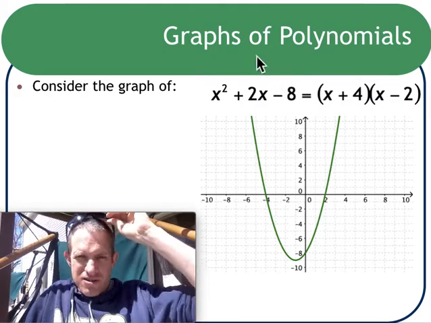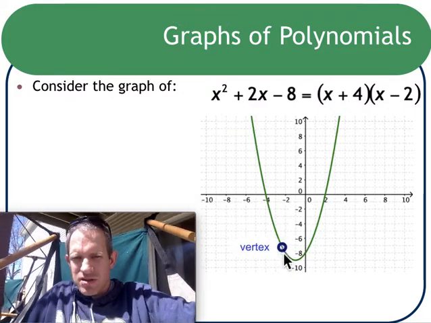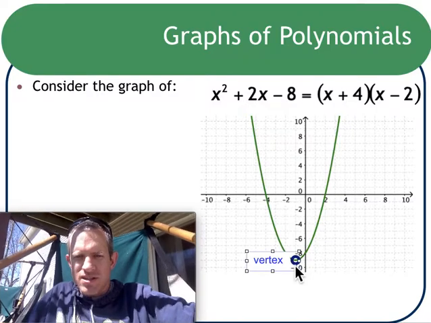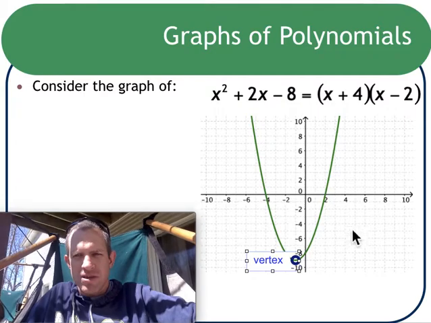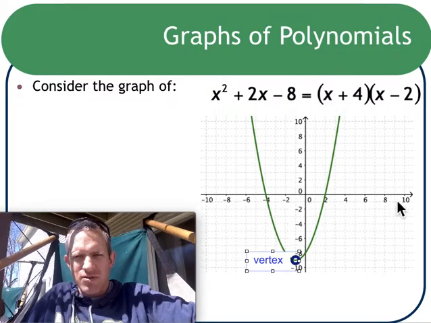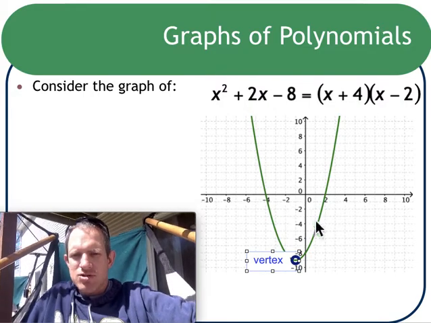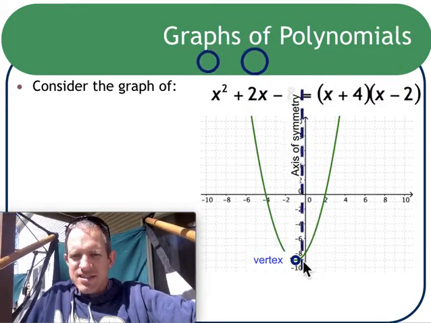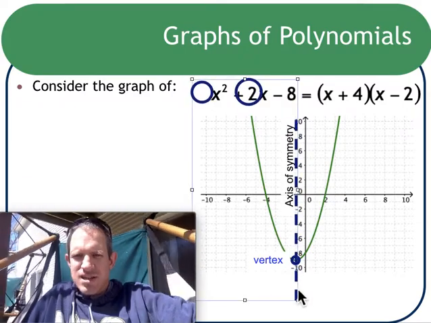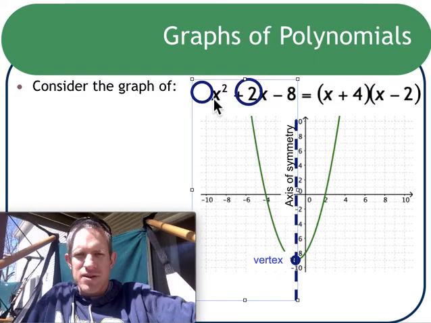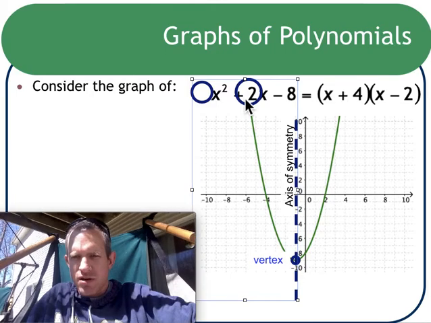So all graphs have a highest point or a lowest point, and the highest or the lowest point in this graph is called the vertex. That's an important point to find, and the main idea of today is how do we find that. These graphs are also symmetrical, and so there is an axis of symmetry that goes right down the middle, and you can find the axis of symmetry by looking at the numbers in front of the x squared and the x term, the a and the b as we call them.